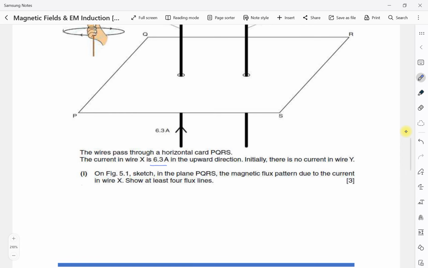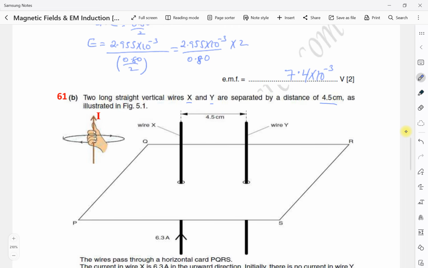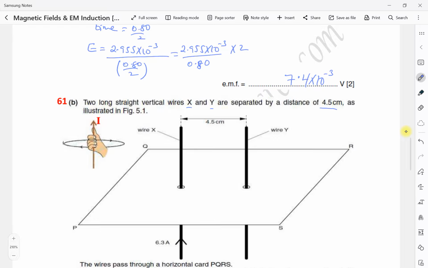On the figure 5.1, sketch in the plane PQRS the magnetic flux pattern due to the current in wire X. Show at least 4 flux lines. So I'm going to try and twist this, but they're supposed to be concentric circles. We imagine holding the wire with the thumb pointing in the direction of the current as illustrated by this diagram here. So the fingers fold in the direction of the magnetic field. The magnetic field lines are concentric circles around the wire whose separation increases as you move away from the wire.